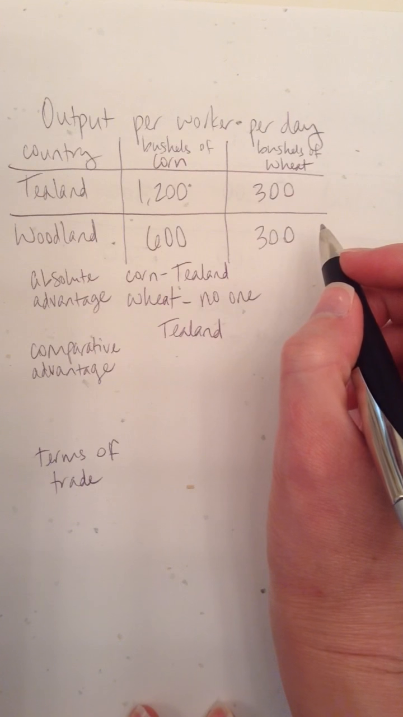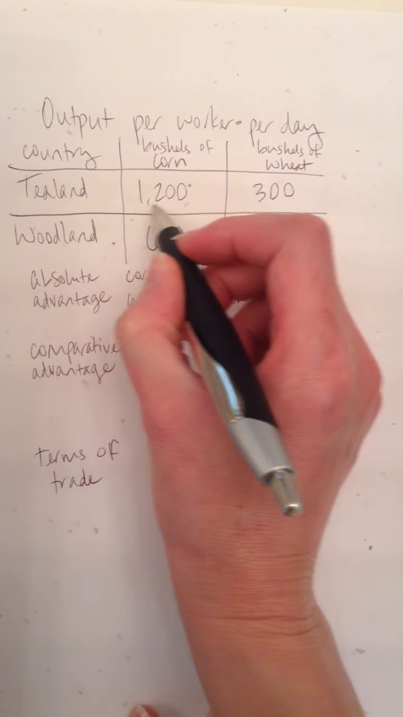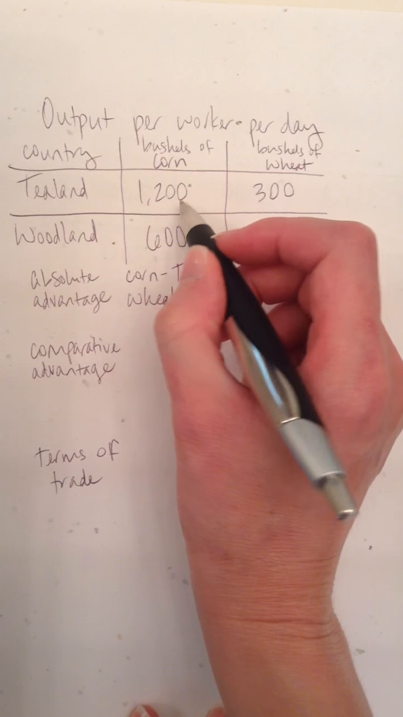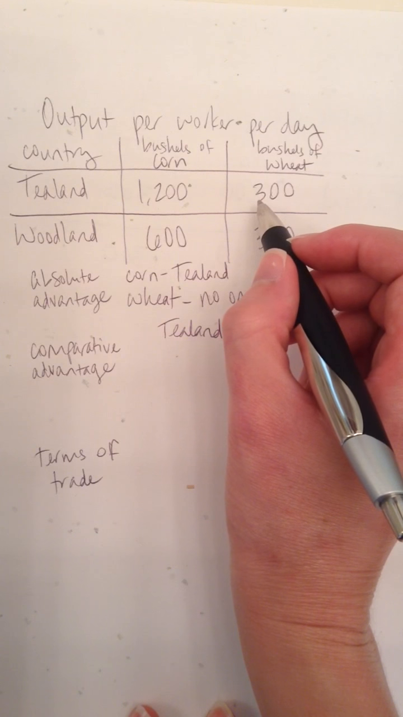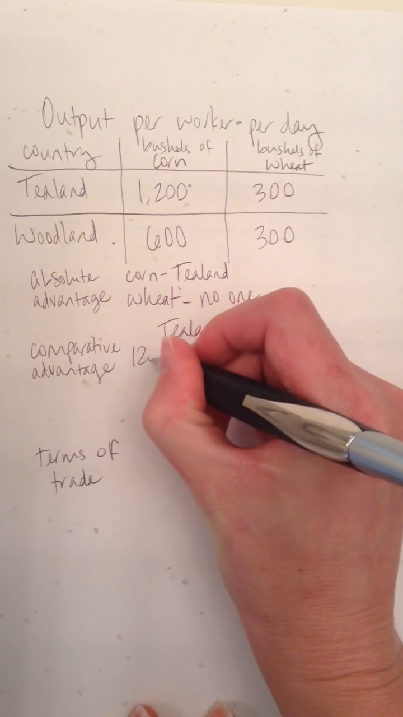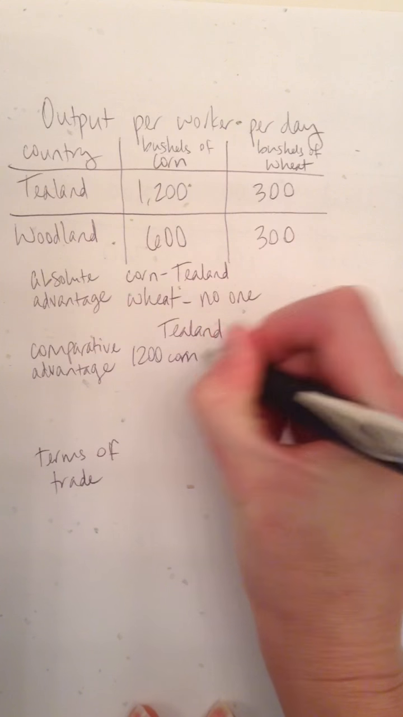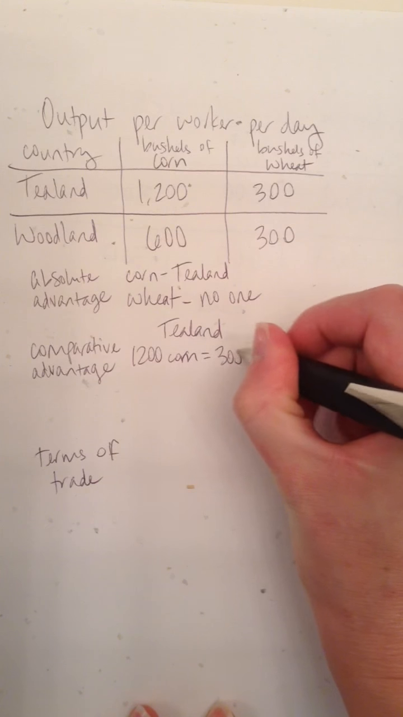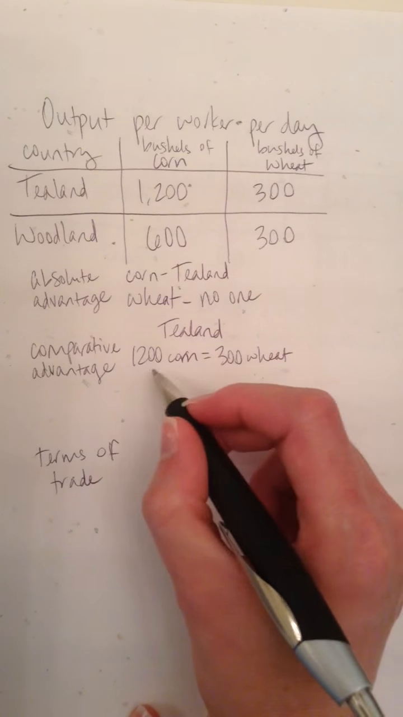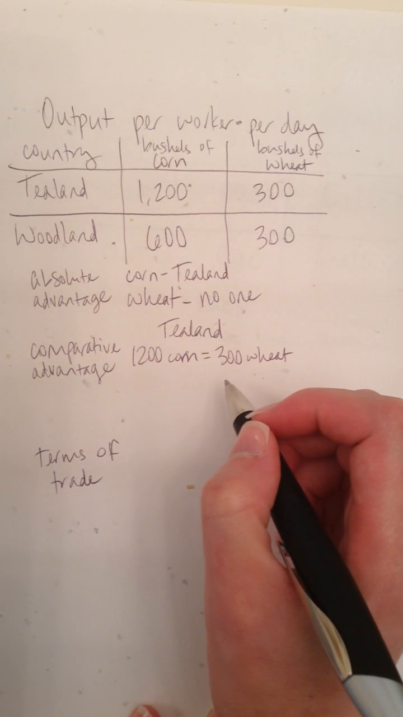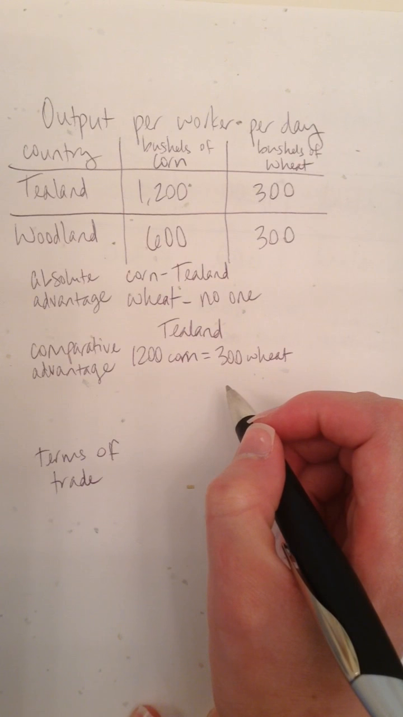And as we can see in our example, Tea Land can produce either 1,200 bushels of corn or 300 bushels of wheat. So basically what that means is that 1,200 bushels of corn is the same as 300 bushels of wheat in terms of using our factors of production to produce output. So all we have to do is set them equal to each other, and then you can use algebra to find the opportunity costs, which is basically the value of the next best alternative.